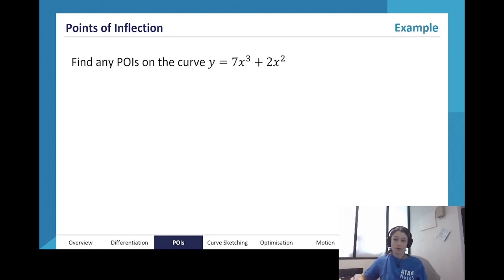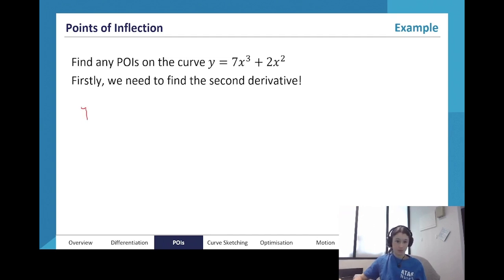Okay, let's get into an example of this. We need to find the points of inflection on the curve y equals 7x cubed plus 2x squared. Points of inflection occur when the second derivative equals 0 and when the concavity around that point changes. So we need to find the second derivative first.